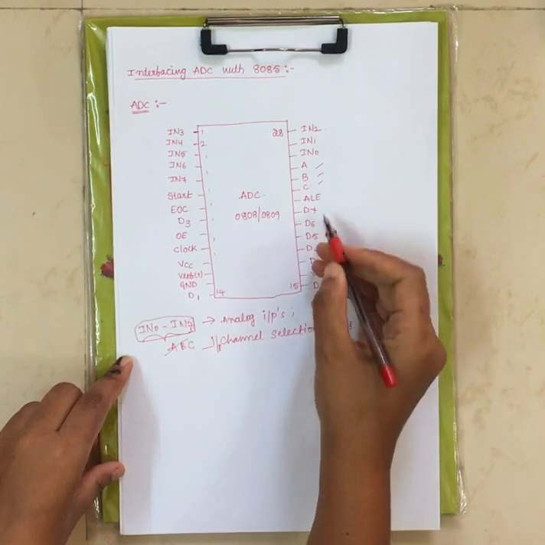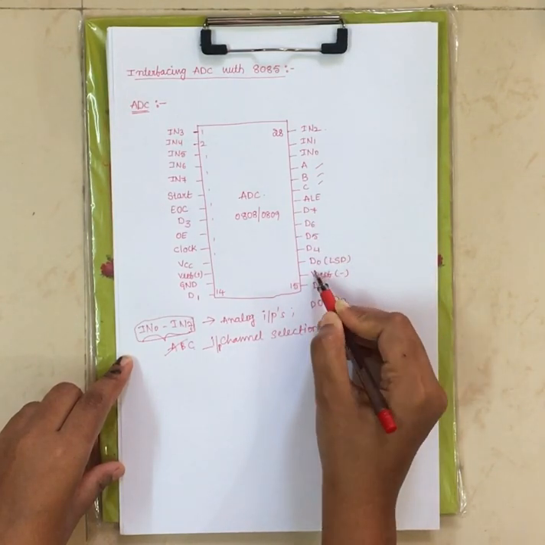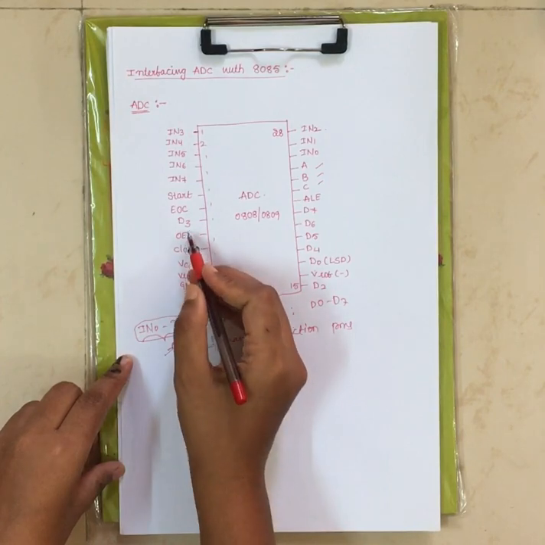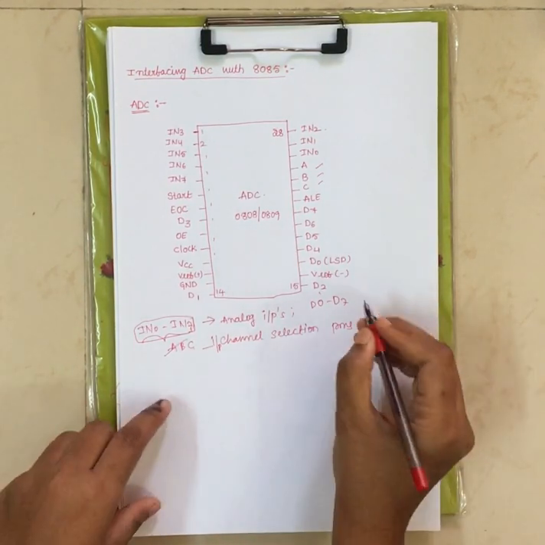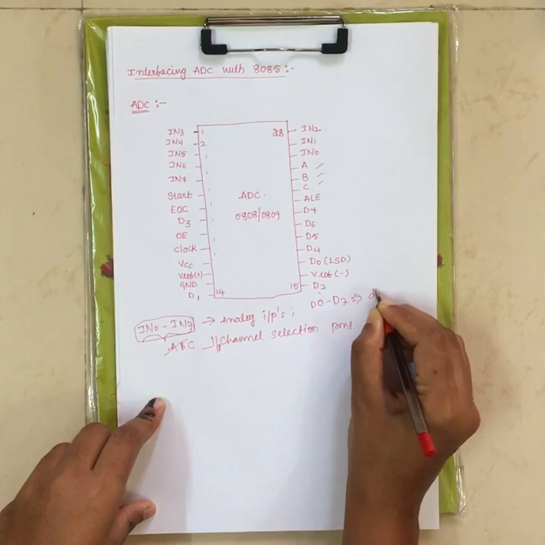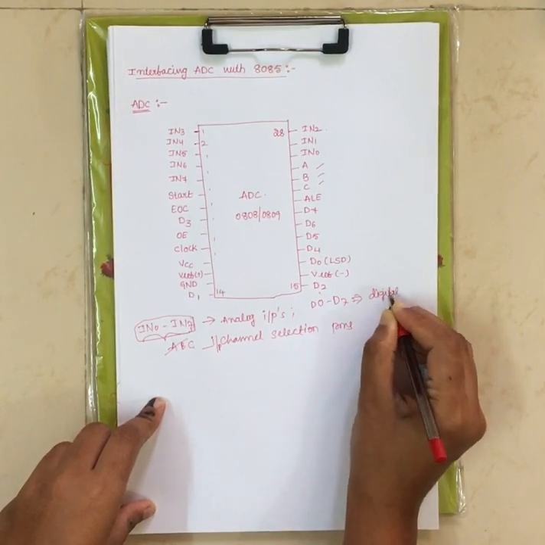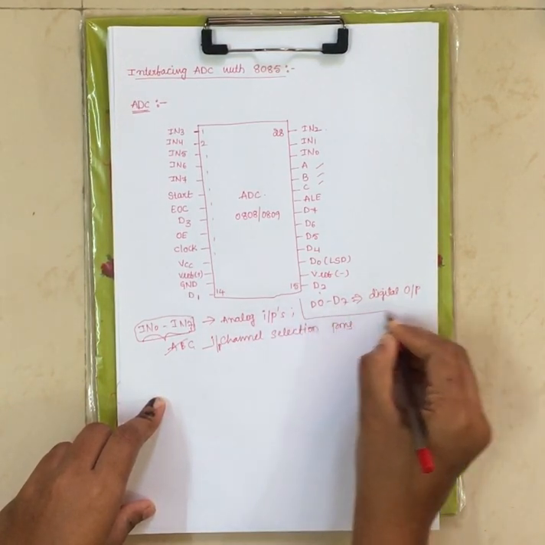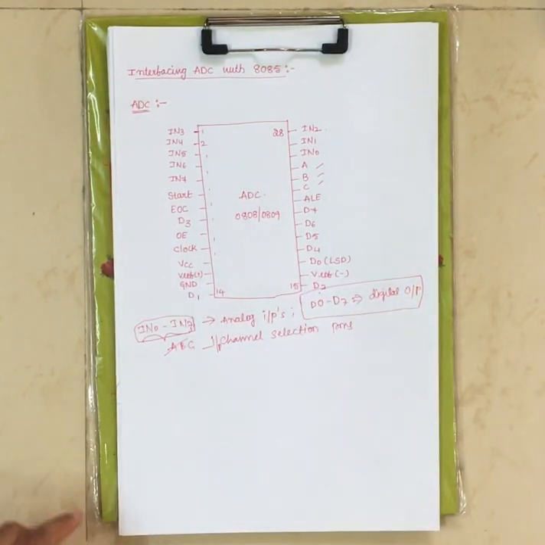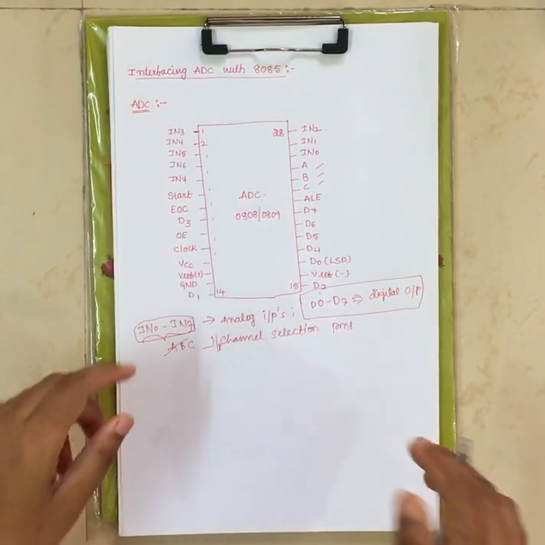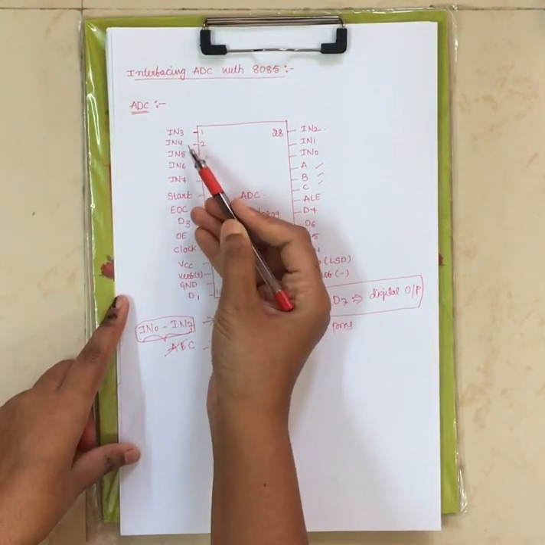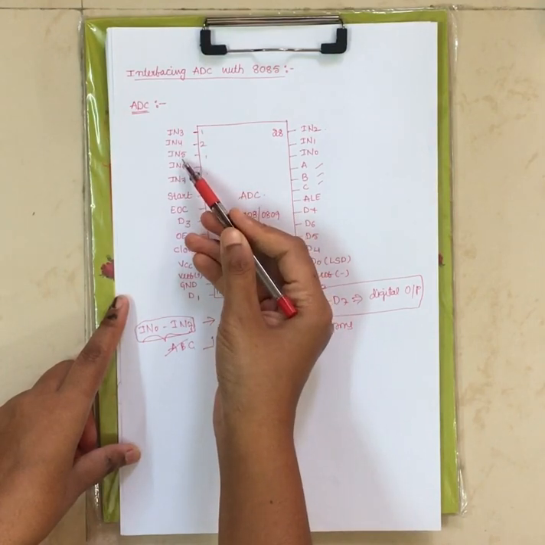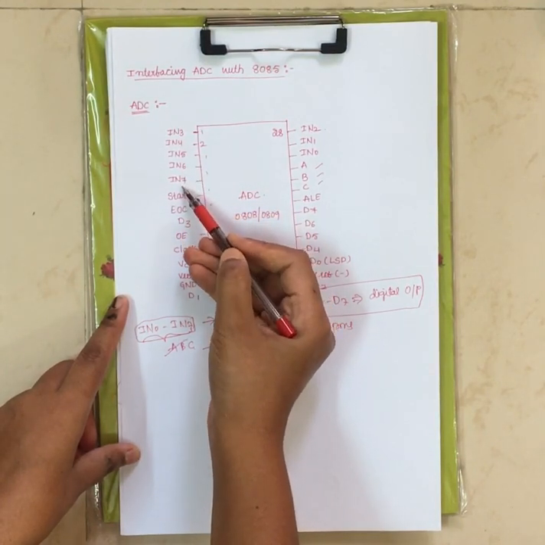And next we have D0 to D7. These are the pins through which the digital output is collected. Now IN3 is an analog input pin and IN4 is also an analog input pin, and these are all analog inputs.